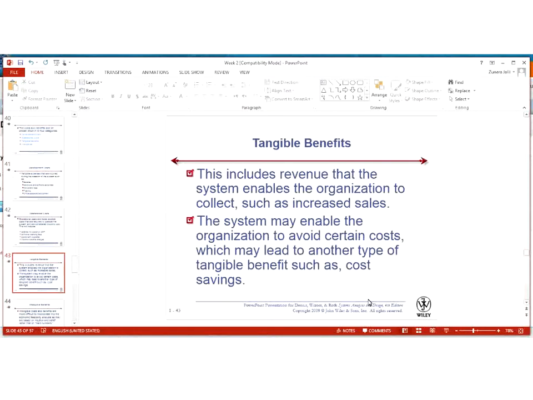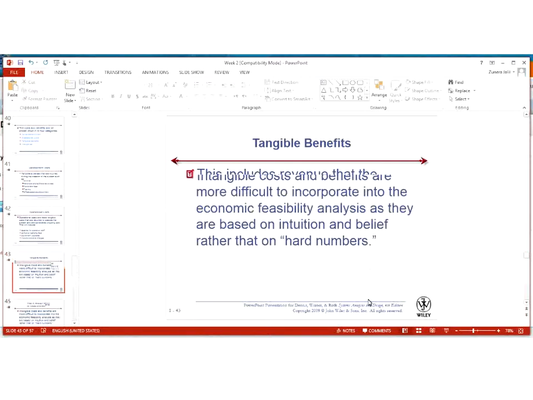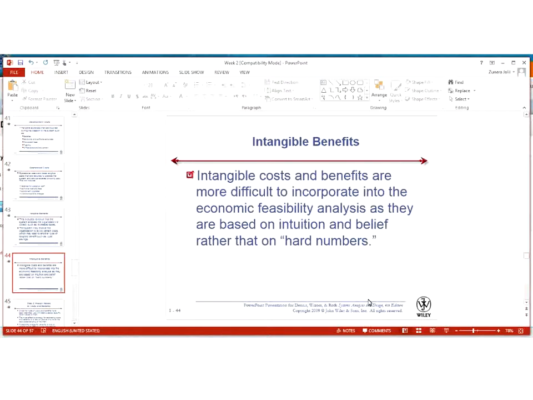Then tangible benefits. When you are measuring the benefits, some are tangible benefits, some are intangible benefits. Tangible benefits include the revenue that the system enables the organization to collect, such as increased sales. So these are the revenues or profits you are going to have. The system may enable the organization to avoid certain costs, which may lead to another type of tangible benefit, such as cost savings. Then if we go for intangible benefits, these are more difficult to incorporate into economic feasibility analysis because they are based on intuition rather than hard numbers.